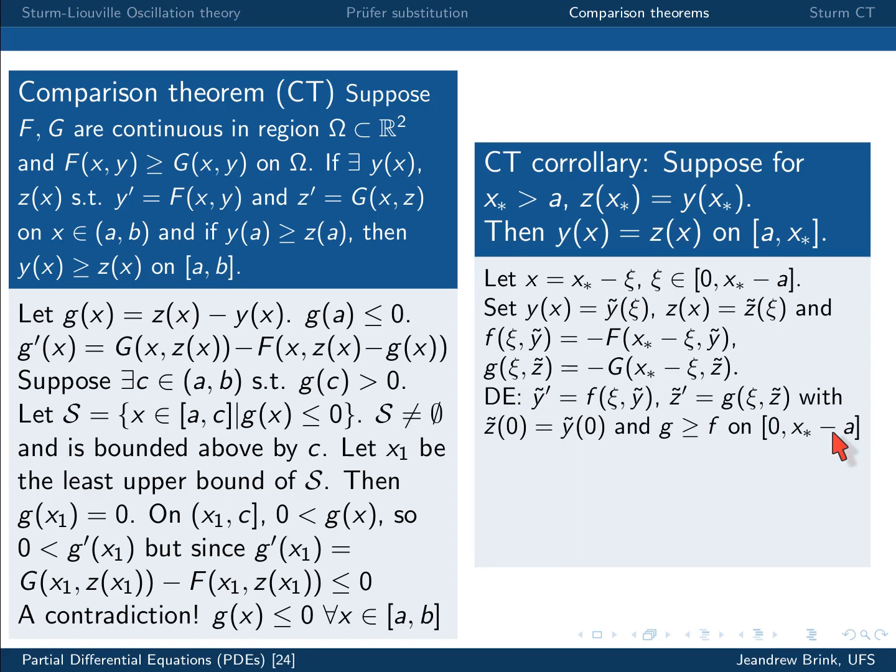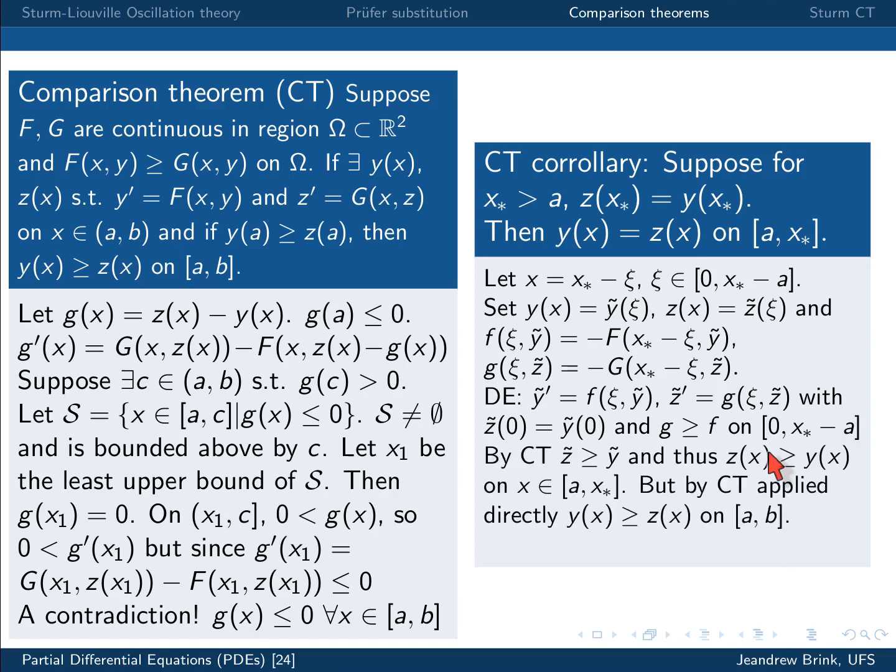And this now permits us to apply the comparison theorem not to the variable x, but actually to the variable xc. Okay, so we have that, because the initial condition is also satisfied with the equality, we have g greater than f, therefore z tilde is greater than or equal to y tilde.